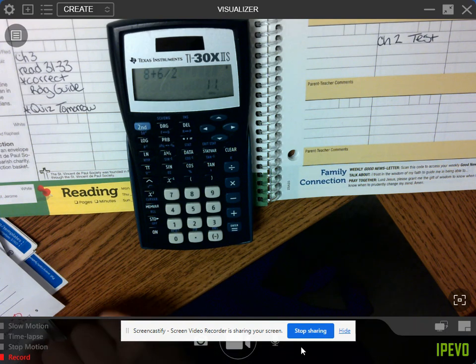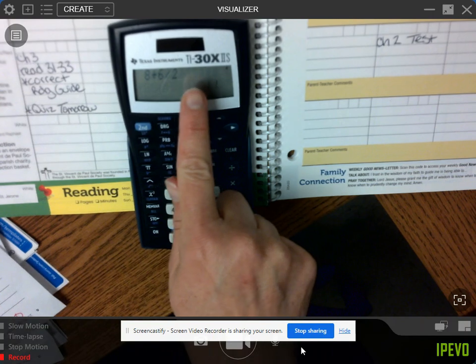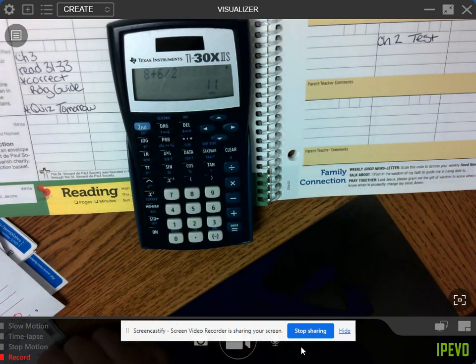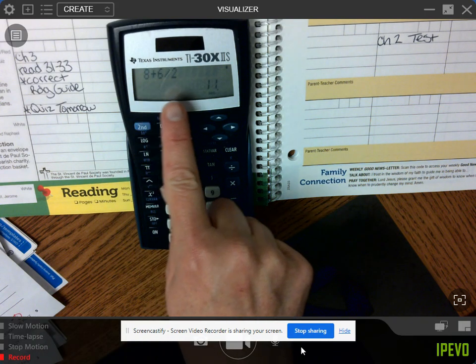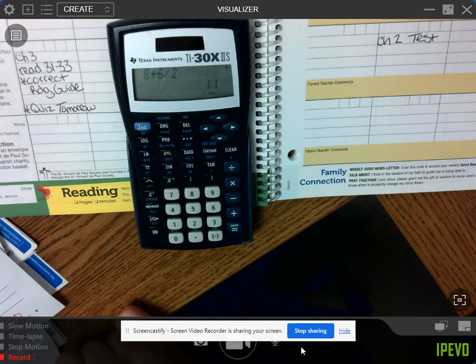Okay, that's how we check it, but you have to make sure that you write it in your calculator the exact same way you see it on your paper. So if you're going to use the calculator to check, you have to put in that equation exactly how it is on the paper, and then you can check to see if it equals.